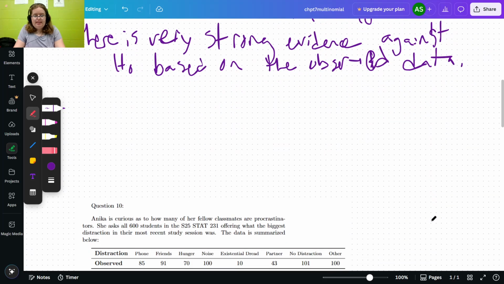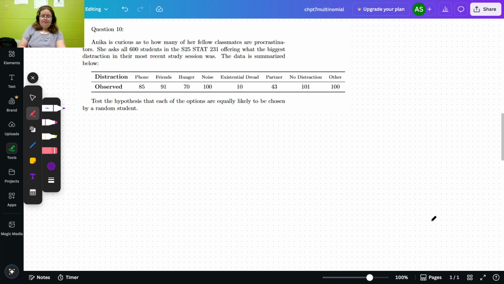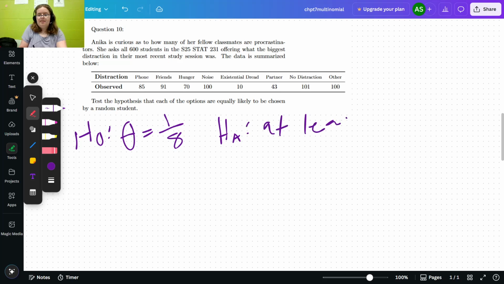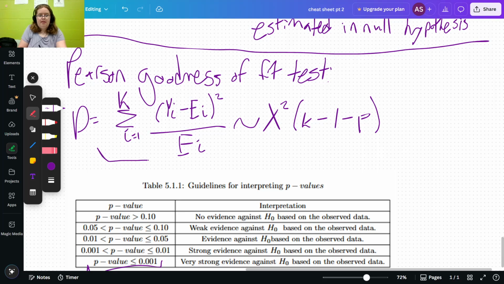But with that, I have another copy of this so we can retry the question using the Pearson goodness of fit test statistic. It's basically the exact same, just a different formula that we use. So what is that formula? Well, we can just write out our null hypothesis again: theta is equal to 1 over 8. Our alternative is that at least one theta is not 1 over 8. And then we want to calculate our Pearson goodness of fit test statistic, which is this here.